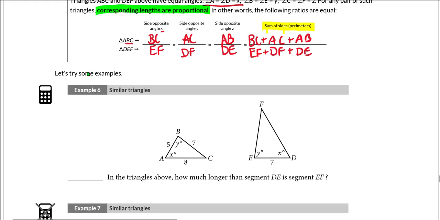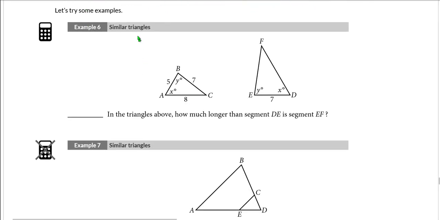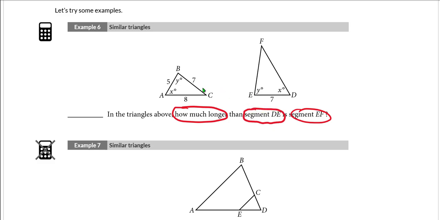Let's try an example. In example 6, we are allowed to use the calculator here, so make sure you have your calculator out. Not sure we're going to need it, but we should have it out. So we are told in example 6, in the triangles above, how much longer than segment DE is segment EF. That's what we are asked. So how much longer than DE is EF? That's dangerous. So here's what we're going to do.